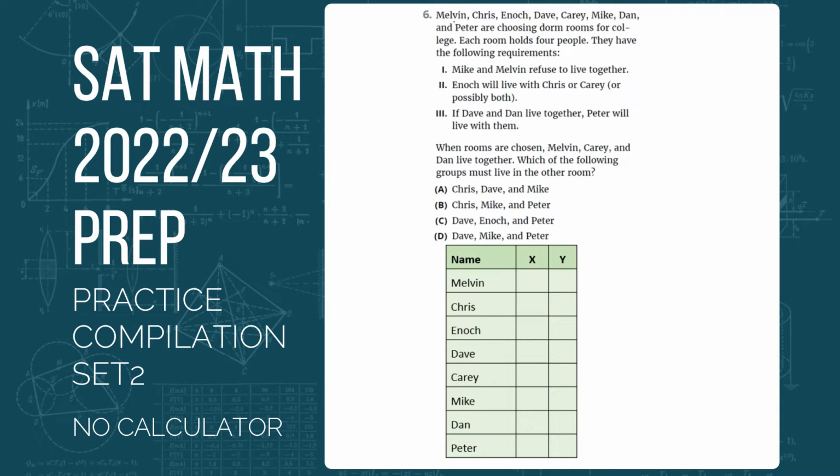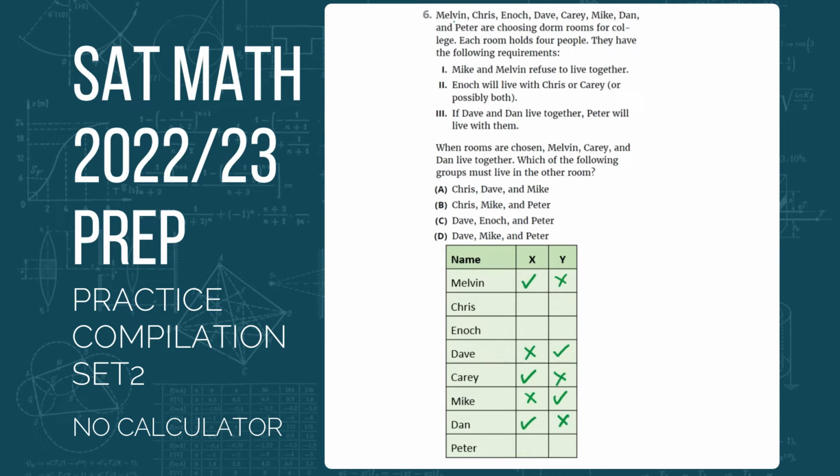When the rooms are chosen, Melvin, Carrie, and Dan, let's say they're in room X, which of the following must live in the other room, which is Y? Matt and Melvin will not live together, so Matt will definitely be in room Y. If Dave and Dan live together, Peter will live with them. Now, if Dave comes in here, then Peter will also come and live in here. So that would be wrong. That's more than 4 people in the room. So Dave would live here.